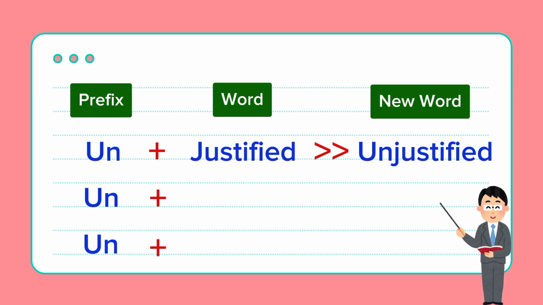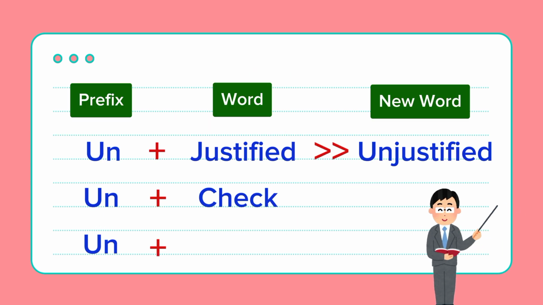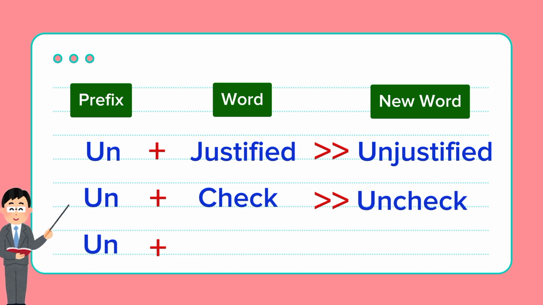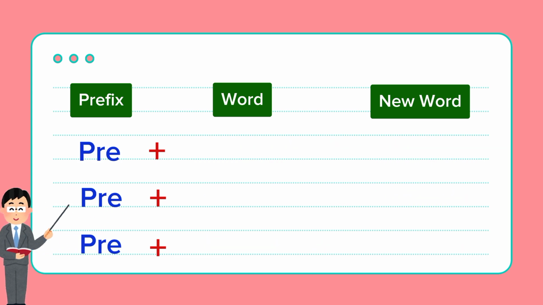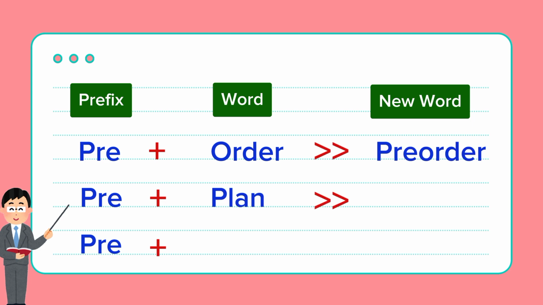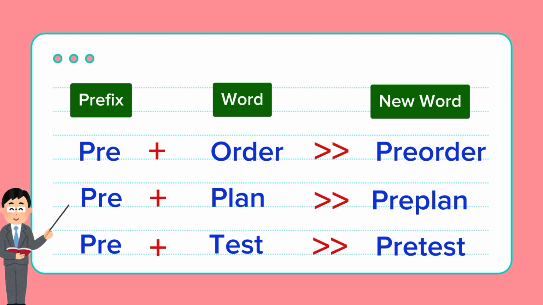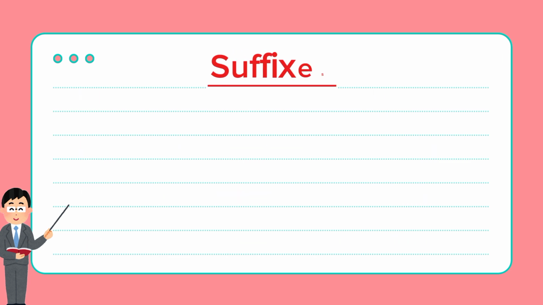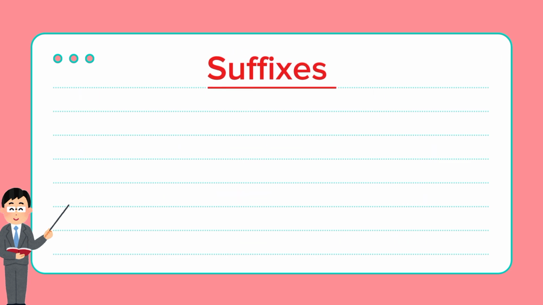Justified. Unjustified. Check. Uncheck. Married. Unmarried. Order. Pre-order. Plan. Pre-plan. Test. Pre-test.